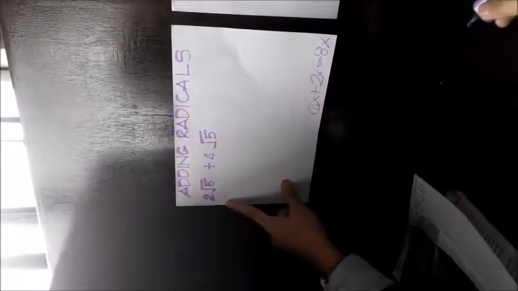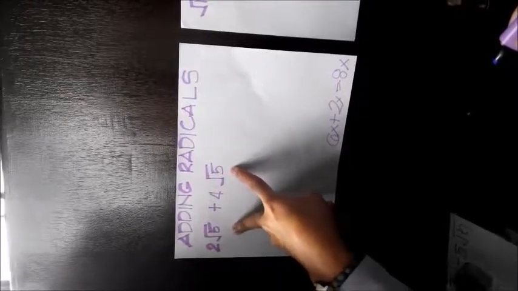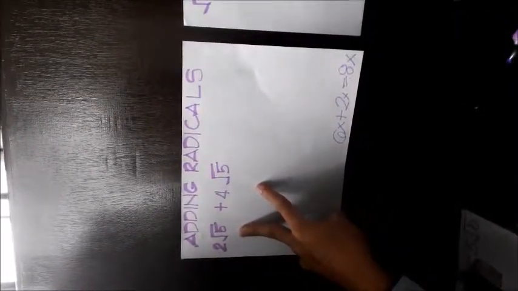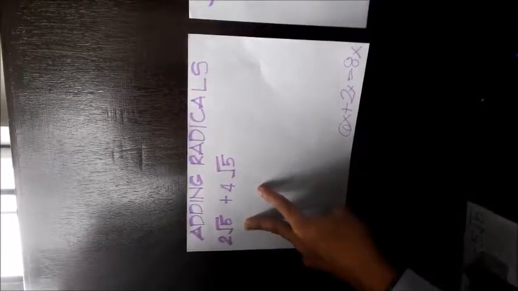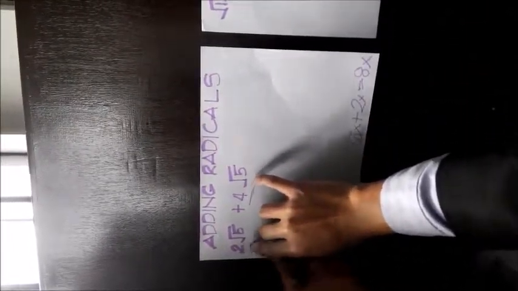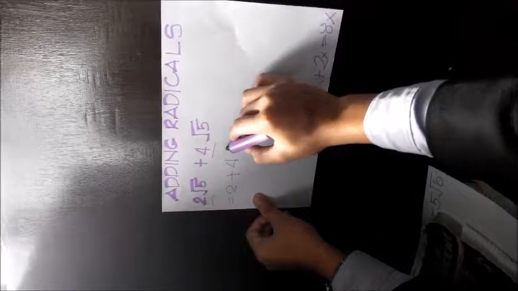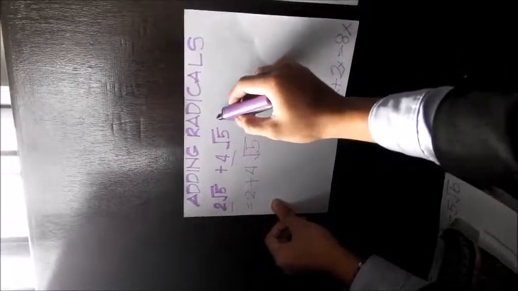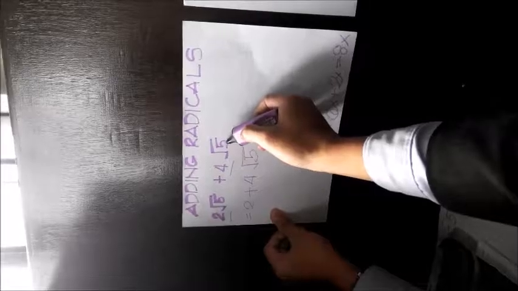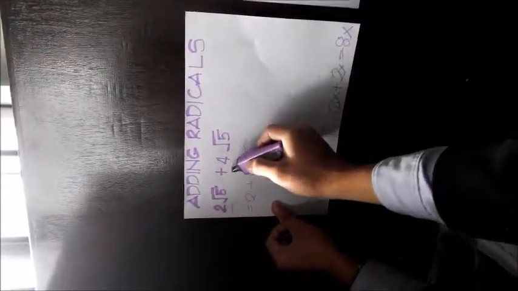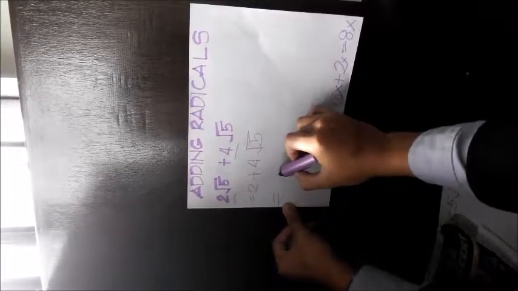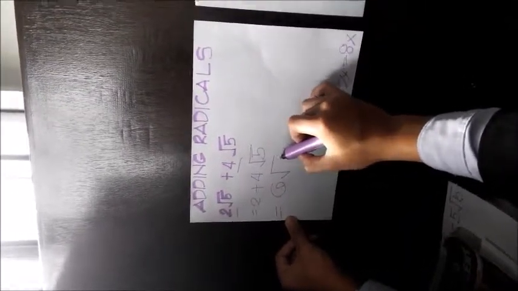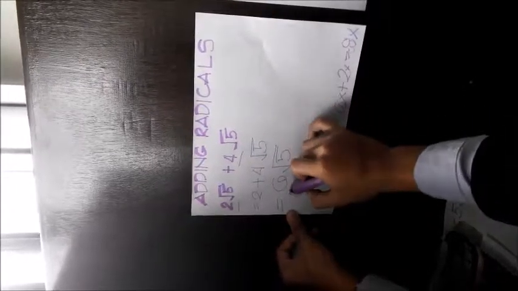Now, for this example, 2 times the square root of 5 plus 4 times the square root of 5, we notice that the square roots are the same. So what we're going to do is simply add these two outside numbers. 2 plus 4, carry over the square root of 5, because as we said, if they have the same square roots, we just add the two outside numbers. So we will have 6 times the square root of 5, and that's the answer.